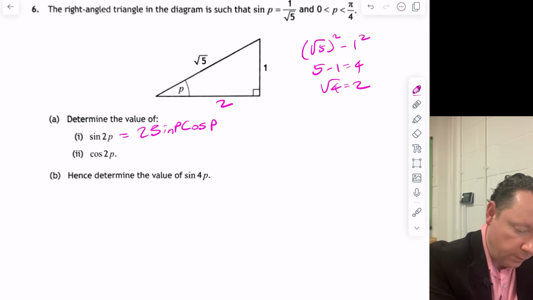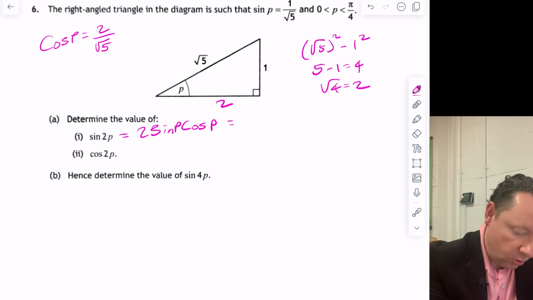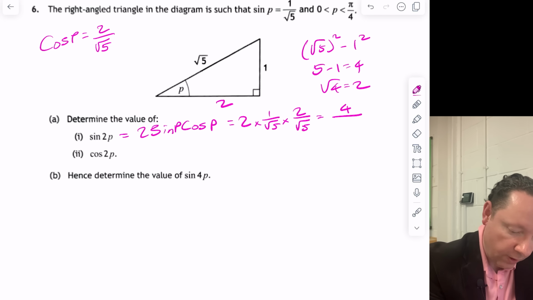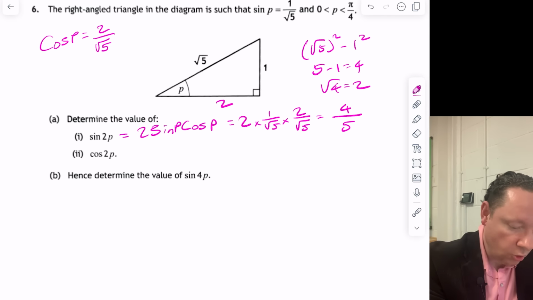So what's cos p? Cos p is adjacent over hypotenuse, 2 over root 5. And we already know sine p is 1 over root 5. So that's 2 times 1 over root 5 times 2 over root 5. On the top, 2 times 1 times 2 is 4, and on the bottom, root 5 times root 5 is just 5. So you get 4/5.